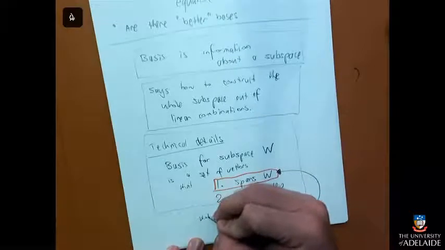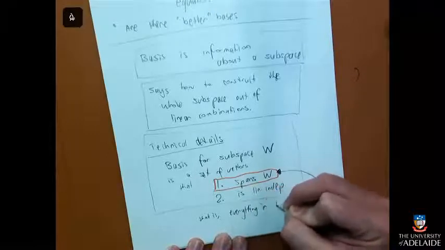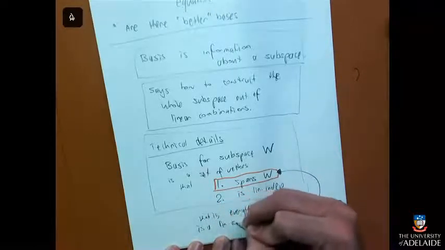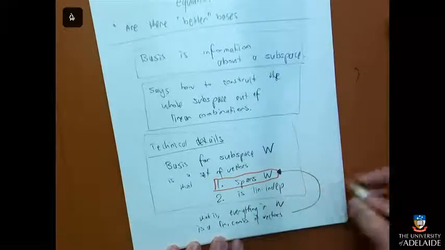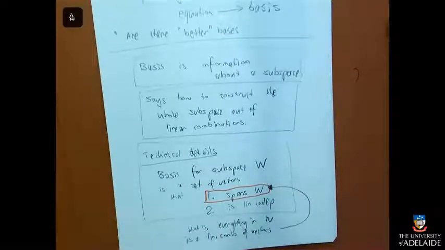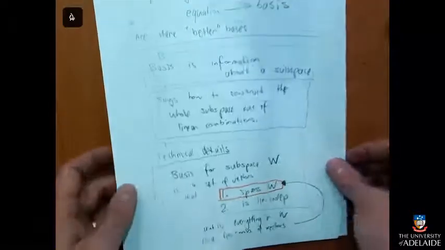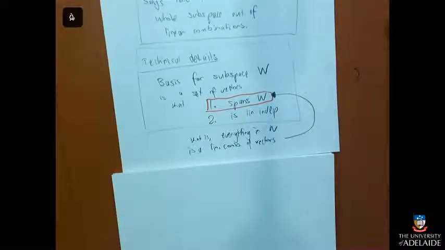So that is, everything in W is a linear combination of the vectors. Okay. So now we have a specialized terminology for it. It's span. The purpose of a basis is to reconstruct your subspace as a span. So that means to find a basis, I have to rewrite my subspace as a span. That's the first thing I have to do.